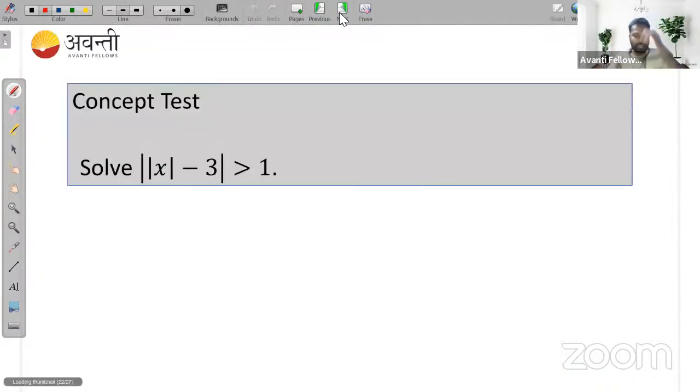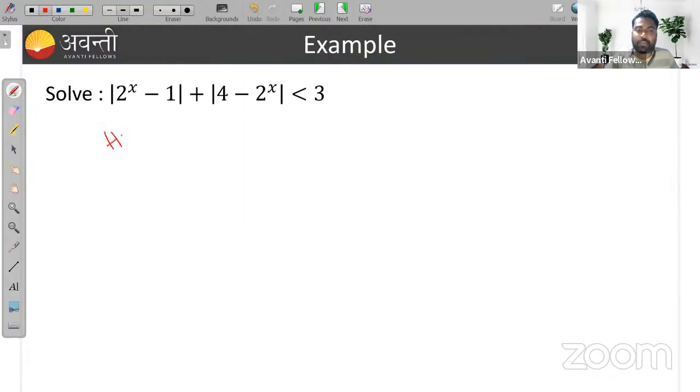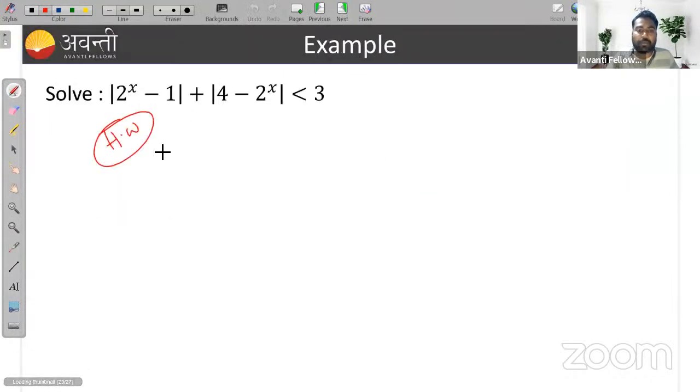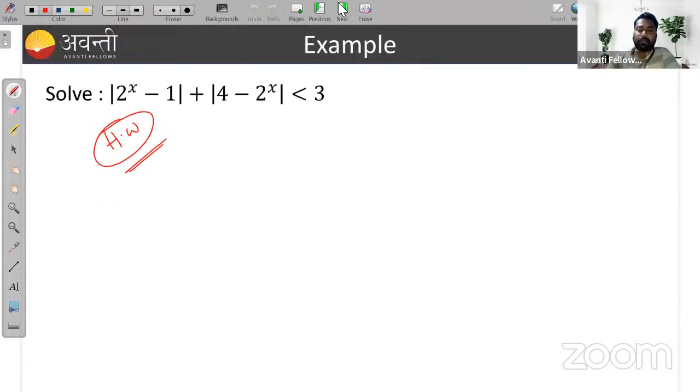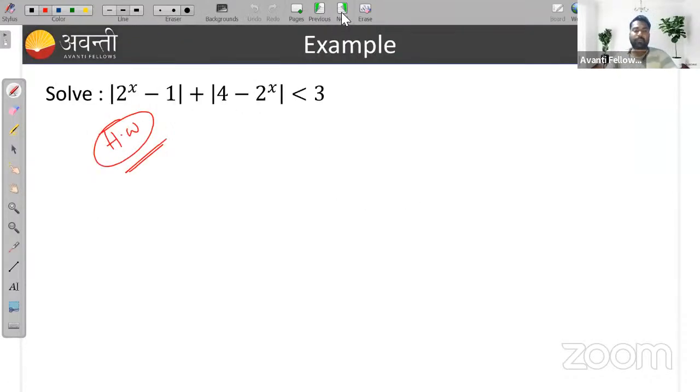You have less time. You can take this question as homework also, and this is the solution. This is also for your homework. You can take a screenshot of this question, and this one also, and this is for your homework. You can take a screenshot of all these questions. Three questions are given, this one and this one. Try to solve it.